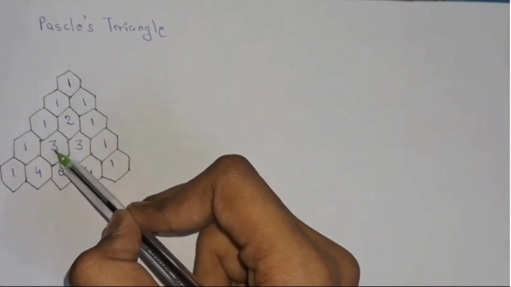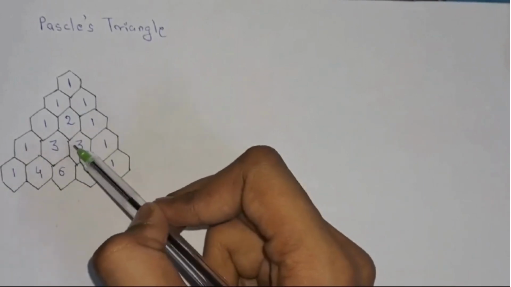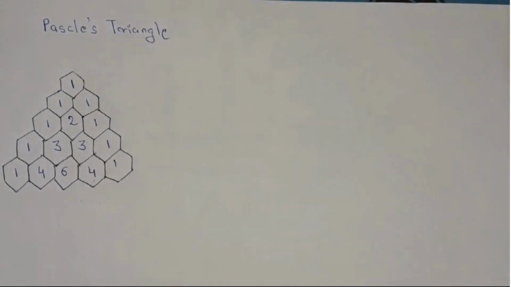Here 2 plus 1 equals 3. Here 2 plus 1 equals 3. Here 3 plus 1 is 4, 3 plus 3 is 6, and 3 plus 1 is 4. So for easy understanding, let us write this Pascal's triangle in the form of arrays.